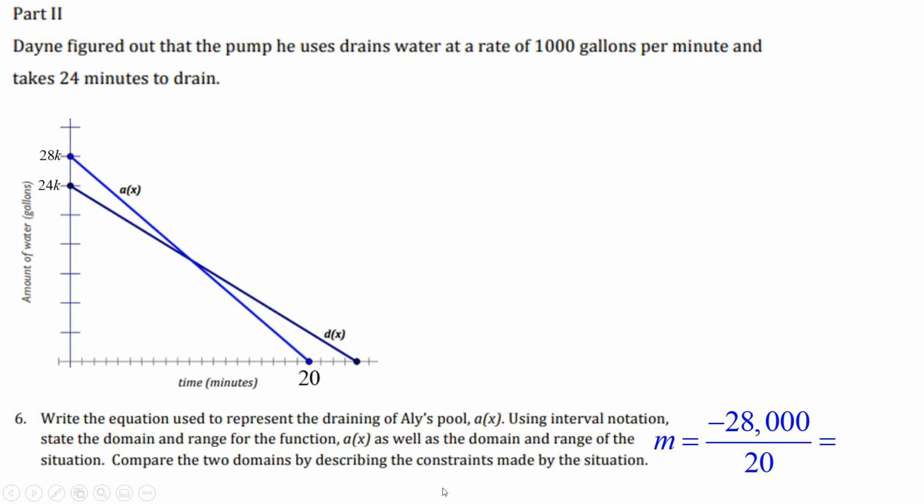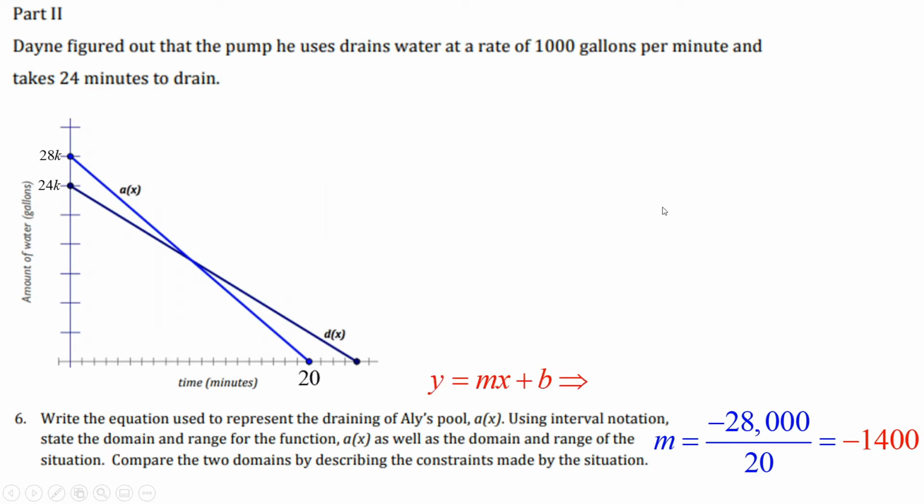All right, so let's get out our calculator and punch that out. Make sure we get this right. Negative 28,000 divided by 20, and I am getting negative 1,400. So the slope of Allie's graph right here is negative 1,400, or that means now the pool is dropping 1,400 gallons every minute. Okay, that's quite the drain there, actually.